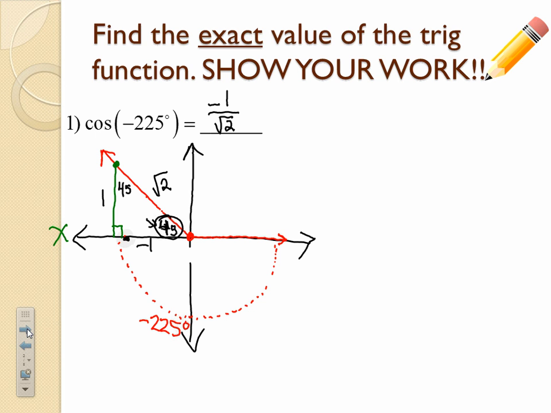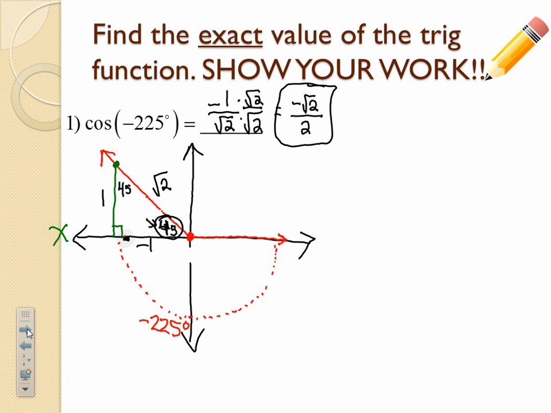So I now look at my answer and I'm kind of liking it, except that it has a square root, a radical in the denominator, so I need to take care of that. Rationalize the denominator, multiply by the square root of 2 on both top and bottom, and you get negative square root of 2 over 2. So -1 square root of 2 over 2. Lovely. This is the exact value of the cosine of -225 degrees.